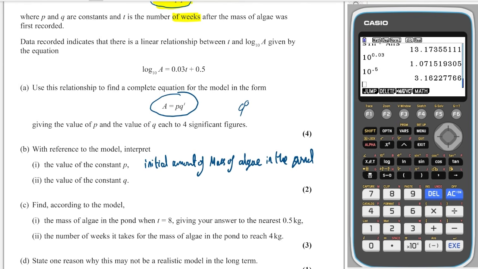So therefore, Q is the ratio of algae from one week to the next. So for example, if that was a half, then it means that every week the algae is getting halved each time.